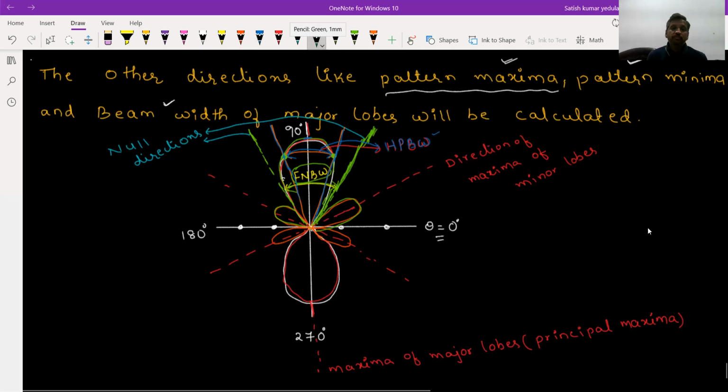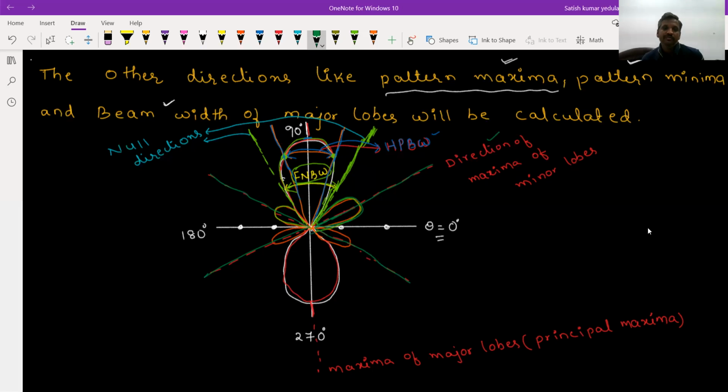Next, the most important is, this is a minor lobe, and there will be a maxima direction of this minor lobe also. That is called the direction of maxima of the minor lobe. There is another direction for this minor lobe, which is also a maxima of the minor lobe. This is also a maxima of minor lobes, and this is also a maxima of minor lobes. There are 4 maxima directions of these minor lobes.